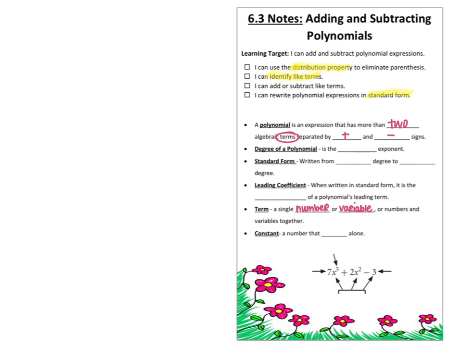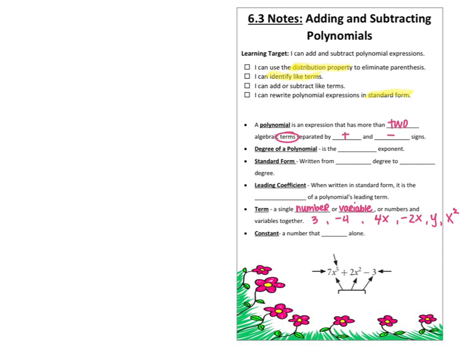So a term is a single number or variable, or numbers and variables put together. So an example of a term: 3 could be a term, -4, 4x, -2xy, x squared. Those are all examples of terms that, when put together and separated by addition or subtraction signs, form a polynomial.